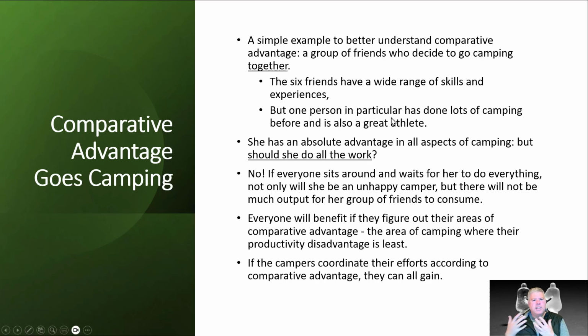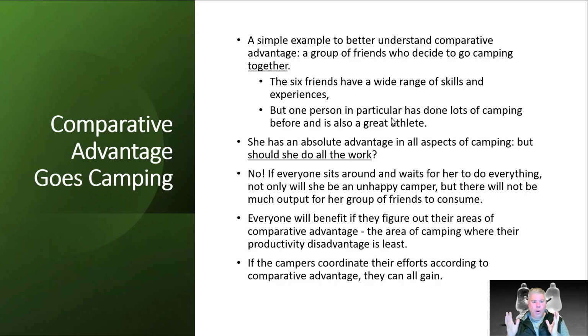So a simple example, kind of thinking about Survivor, or one of those types of shows where you've got the tribes and you've got six friends, and they're all out there with a wide range of skills and experiences. But one person has done tons of camping, and they're also a great athlete, so they could pretty much do everything anybody could do, and do it better. She has an absolute advantage in all aspects of camping, but should she do all the work?